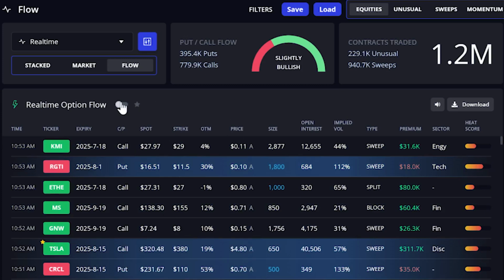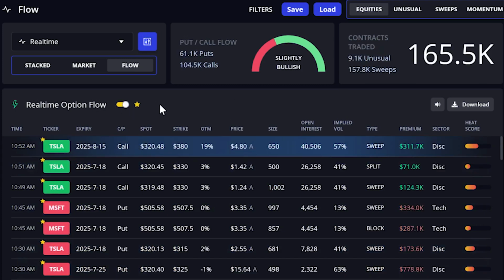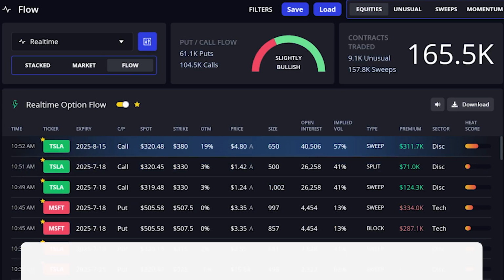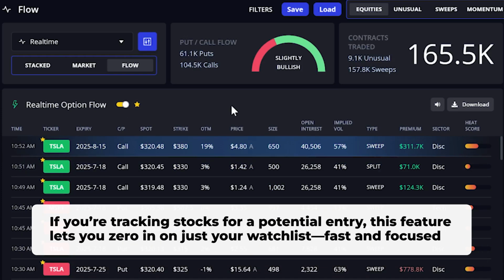One thing I really like is you can actually restrict this feed to just stocks in your watch list. So I created a small watch list with Tesla, Microsoft, and Amazon. So now we're looking at just unusual options activity in those stocks. If you have stocks that you're interested in trading, or maybe you're watching them to look for an entry opportunity, this is a really nice feature to be able to restrict to just this specific watch list subset.